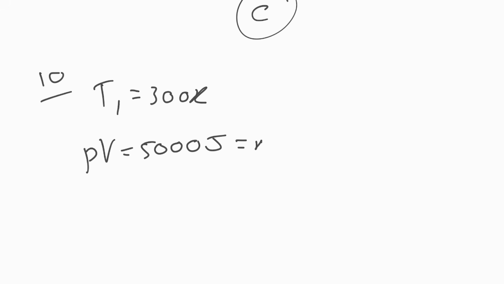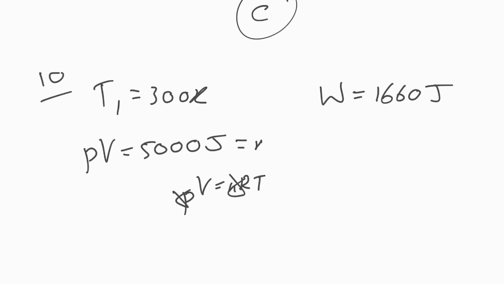The gas expands at constant pressure and does 1,660 joules of work. So work done is that. What is the final temperature of the gas? Okay, so here we have P staying the same, but we still need, that's interesting actually. Let's have a look. So we've got PV equals nRT. P is staying constant and n and R are constant, so we can say V is proportional to T.